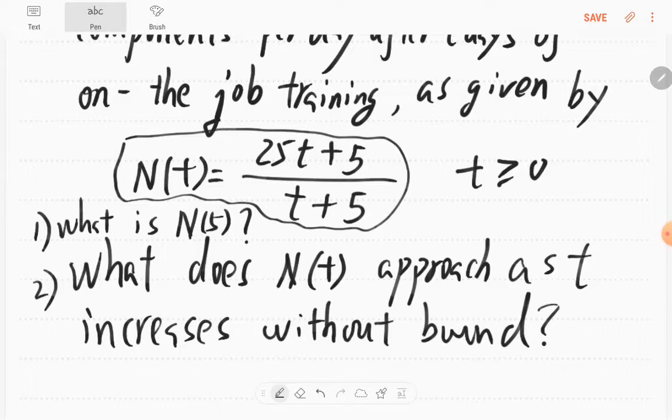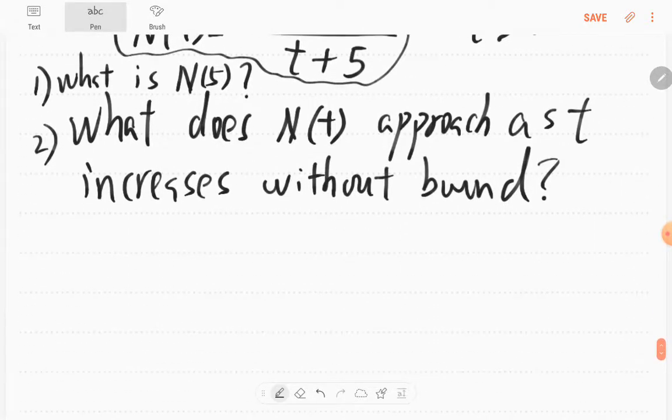Okay, and what does n of t approach as t increases without bound? In other words, when t is large enough, what will n approach? That means you need to find the horizontal asymptote. Okay, so now let's look at the first one.